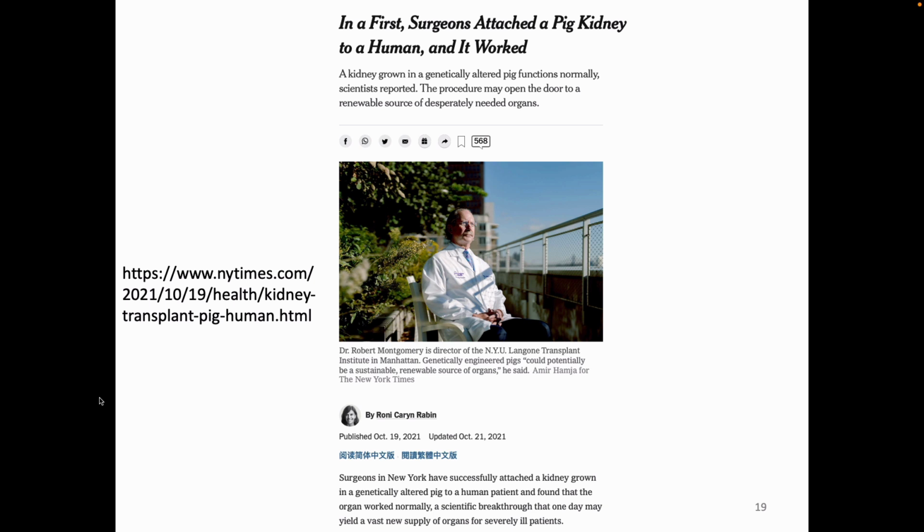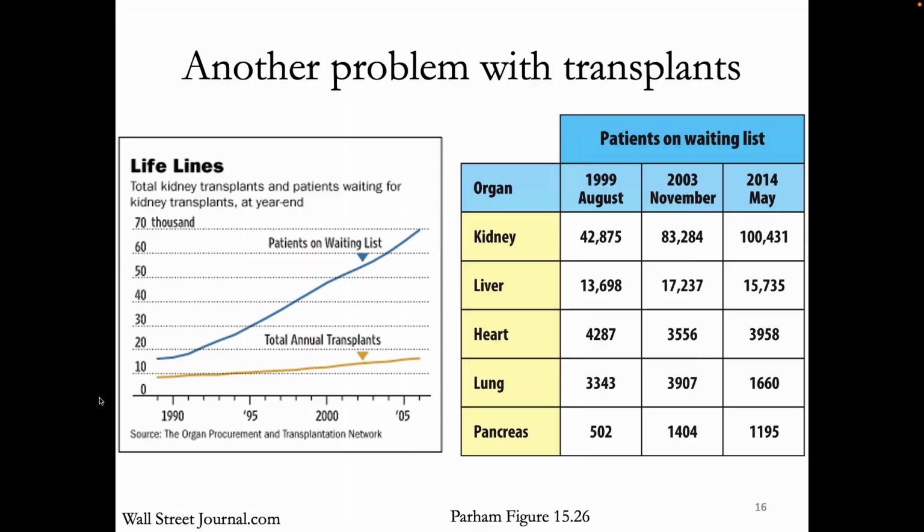So one might imagine that in the future, one of the ways that some of these patients who were on the waiting list may be able to get organs and continue to live is through xenotransplantation, which people are still doing a lot of work on.